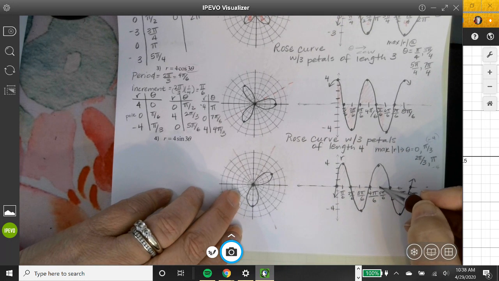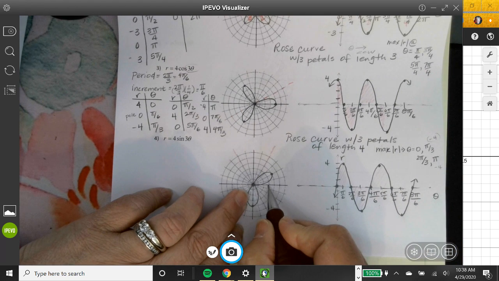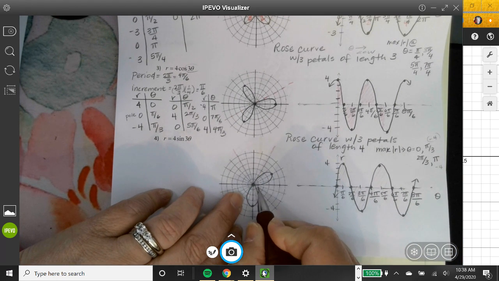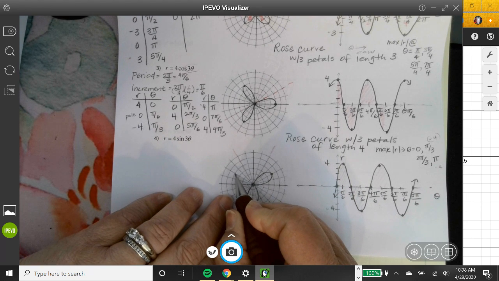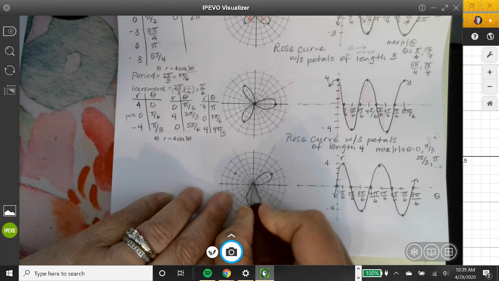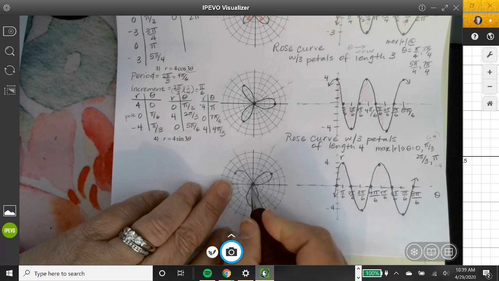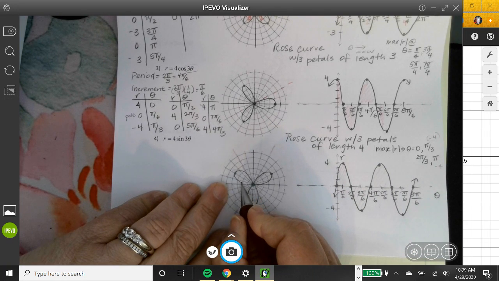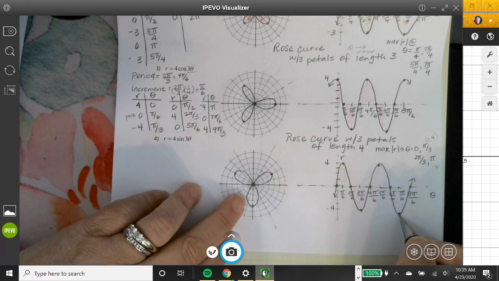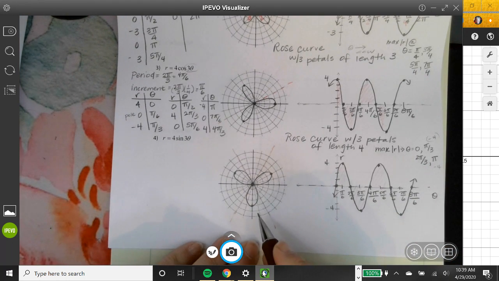And then I'm going to go radially out 4 and rotate 5 pi over 6. So 1, 2, 3, 4, and rotate. Oops, I'm sorry. 1, 2, 3, 4. And rotate to 5 pi over 6, which is right here. Rotate to 5 pi over 6. And go out radially. Okay, and then we're going to go back to the pole at 6 pi over 6, which is pi. And there's my sine curve.